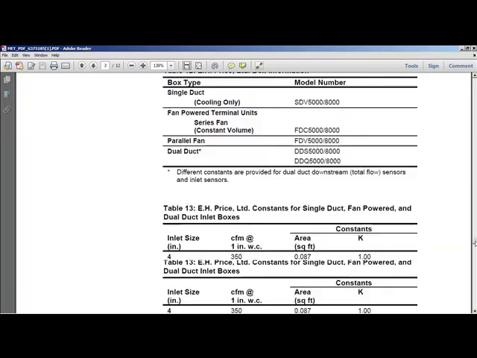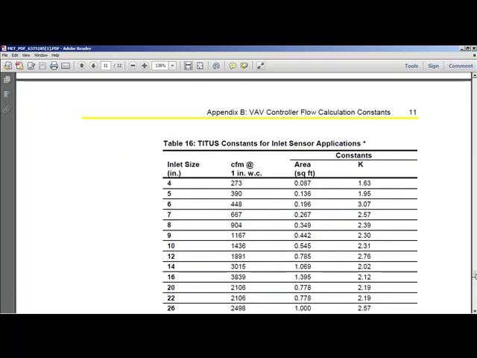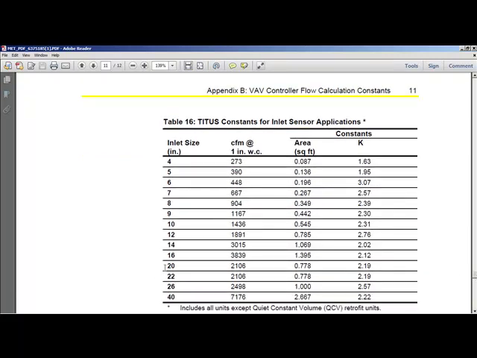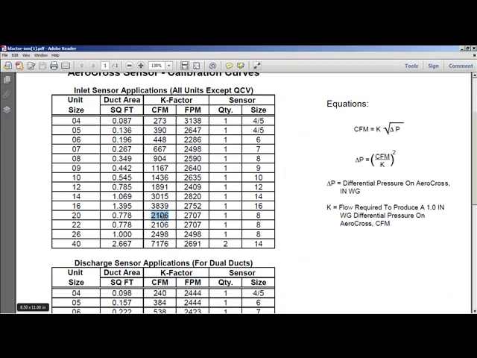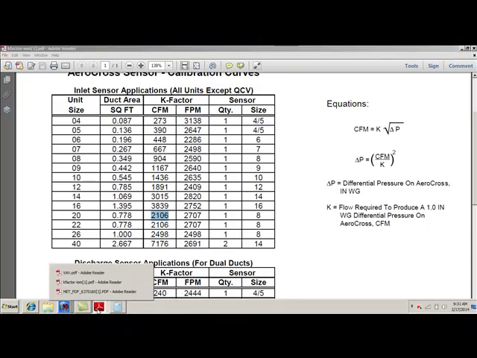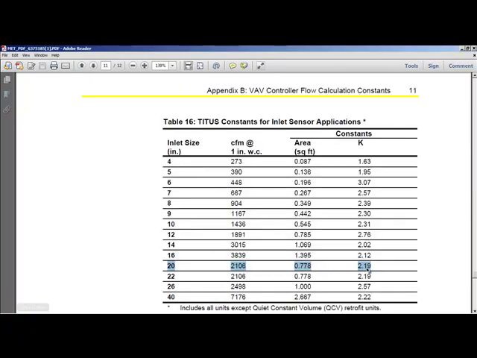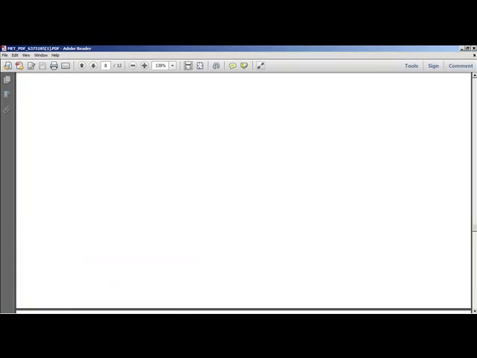So let's go ahead and go down to Titus, and here's Titus inlet sensor. Go ahead and go to the 20-inch, and it looks like the CFM matches and it looks like the area matches. 2106 and 0.778, 2106 and 0.778 for the area, and it's 2.19 for our K-factor, or our constant in this case. They also call this gain.